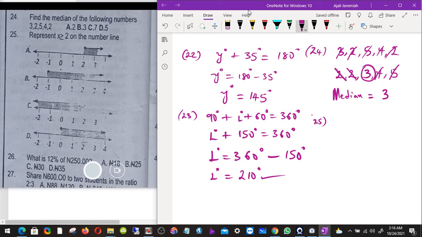Number 25 represents x greater than or equal to 2 on the number line. So your number line should have 2, going this way should have 3, and going this way should have 1. Then because there's an equal to there, this must be shaded. Greater than 2, because it's greater, it must point in this direction.